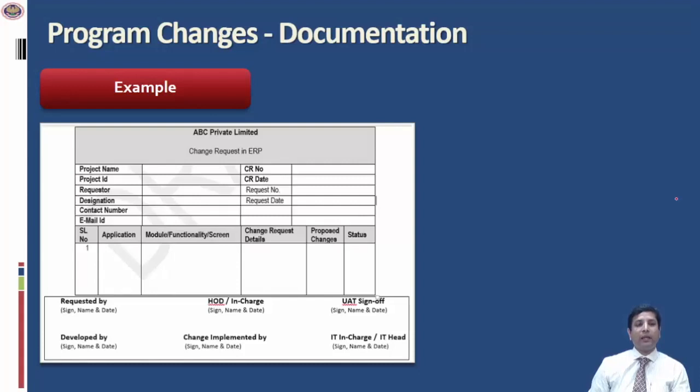Now let us look at an example of how documentation can be maintained for the program change process. This is again a real life example of how a company or a client would maintain the process of change management. So here we can see it is ABC company. There is a change request form in the ERP. Now this is a template which is used by one company, but a similar template can be used, or a different type of template can be used by other companies.